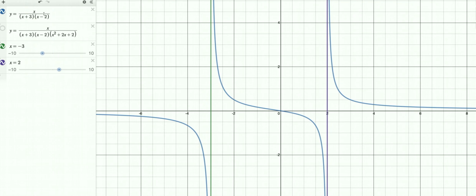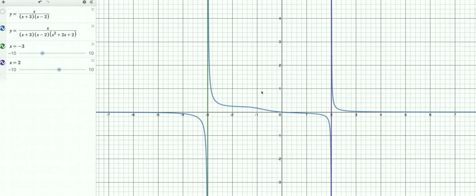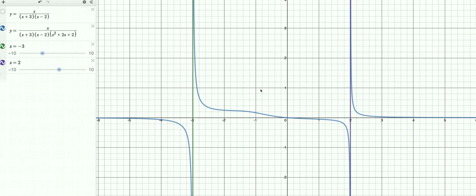x squared plus 2x plus 2 is an irreducible quadratic because if you set it to 0 and use the quadratic formula, you're going to find that you get imaginary zeros. What does this end up doing to our graph, these little quadratic factors? All it ends up doing is creating a little wrinkle here. So they can give us some local maxes and mins that might not otherwise exist, but other than that, they're really not going to affect the graph that much.